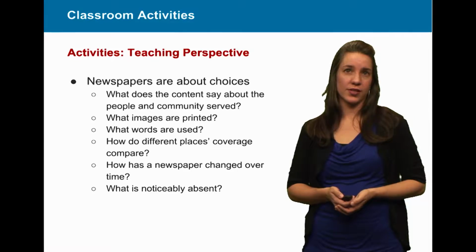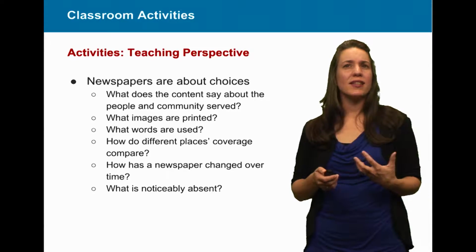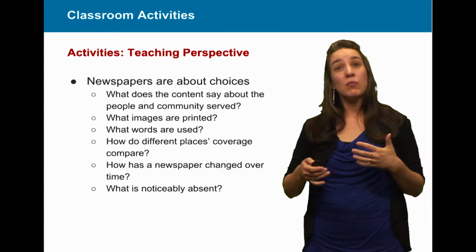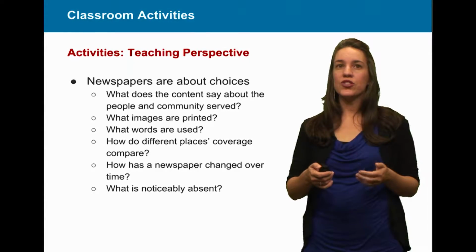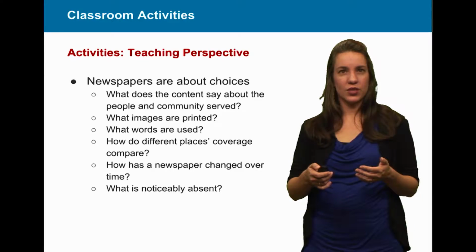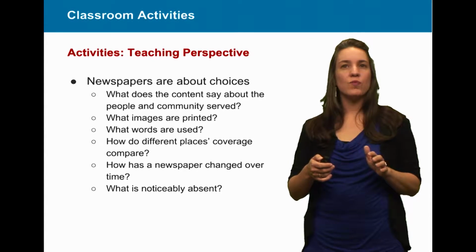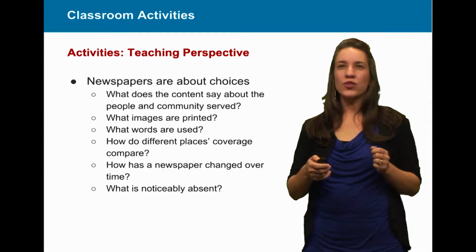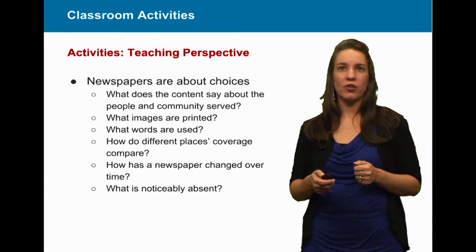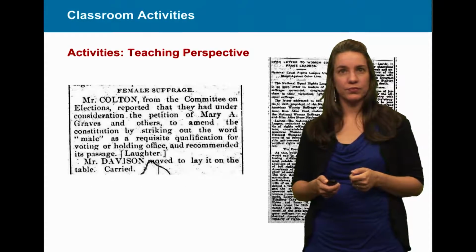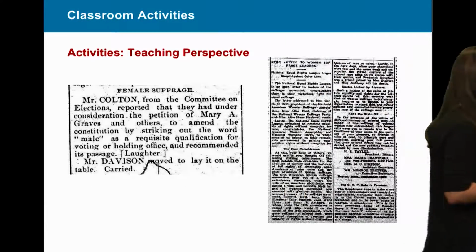Newspapers are all about choices. What is printed says a lot about the content of what the people really were concerned about, the community that they served, what images are printed, what words are used. How does a different place cover a story? How has a newspaper changed over time? And what's really kind of difficult to wrap your brain around, but so important, what is noticeably absent from a newspaper? So here's a way to teach perspective.